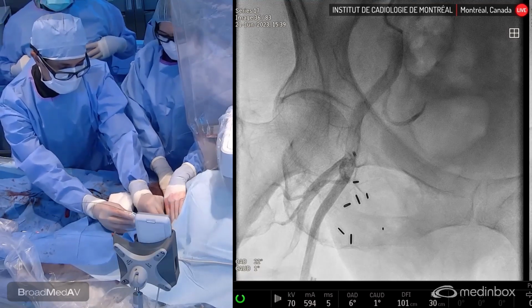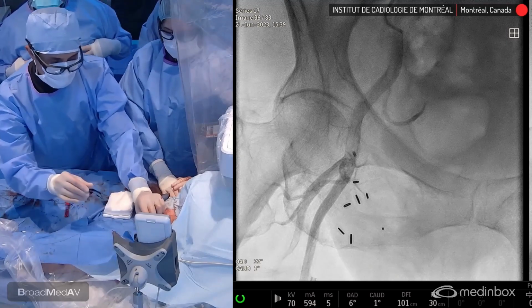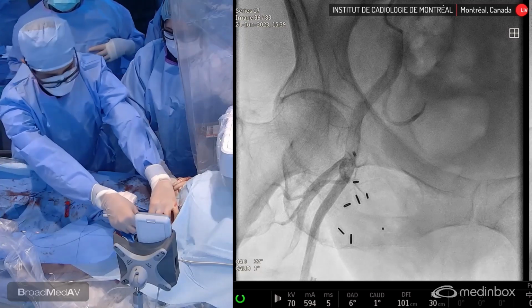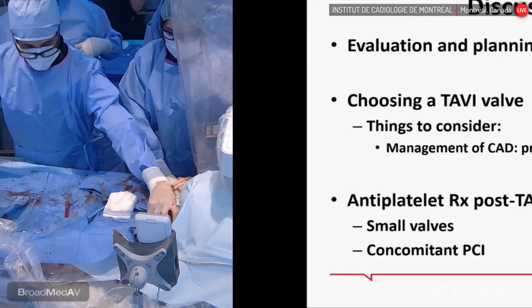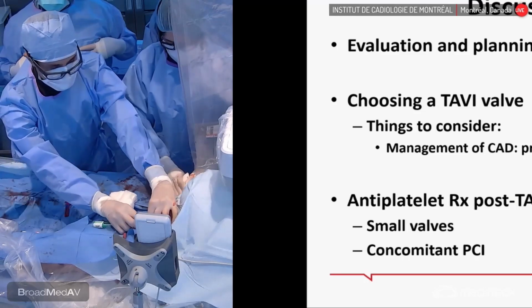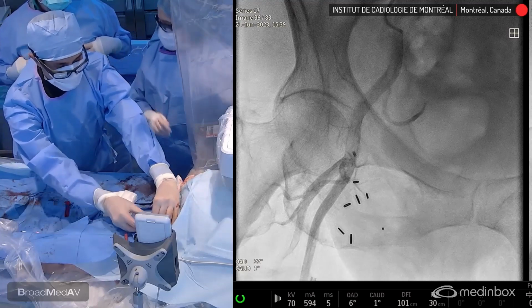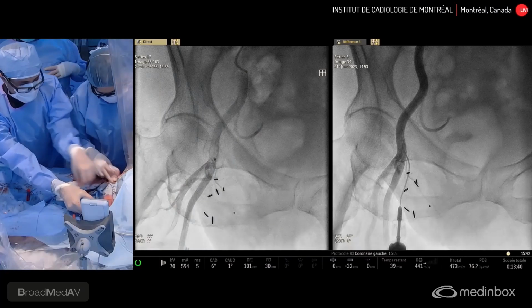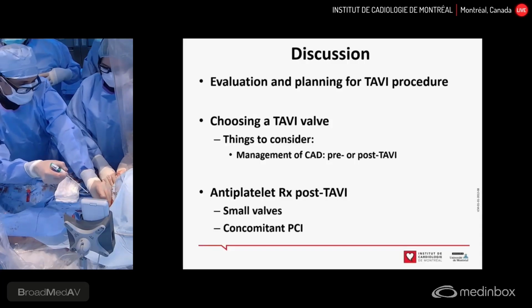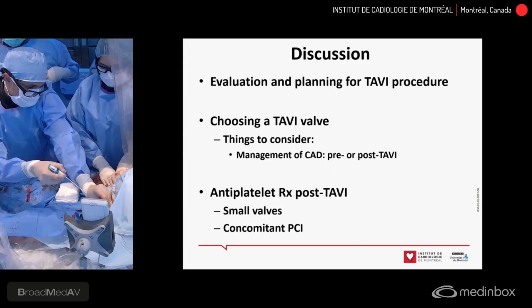We have a limited experience with this, but what we saw is the gradient goes down very fast after 1 month. So we are talking of a mean gradient of 16, 17. And after 1 month of DOAC, we saw a lot of patients with 11 and even single-digit gradients. So we are continuing this experience, but we need more patients to validate this approach, and to validate both the efficacy but also the safety of our approach.